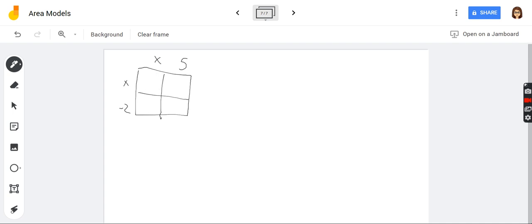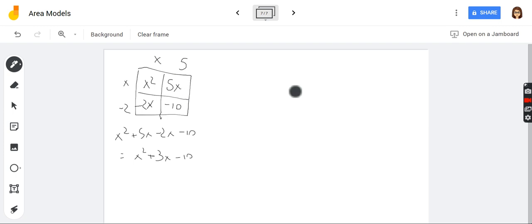So the area of this rectangle is x squared. Area of this rectangle is 5 times x, so 5x. Area of this rectangle is negative 2 times x. And area of this rectangle is negative 2 times 5, which is negative 10. So your total area is x squared plus 5x minus 2x minus 10, which is x squared plus 3x minus 10. So that was the review of multiplying.